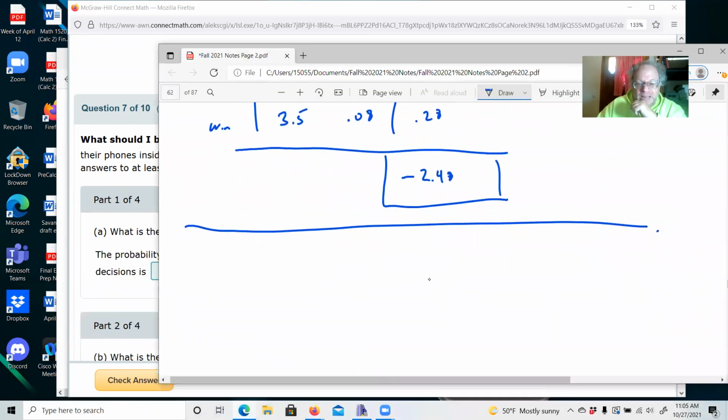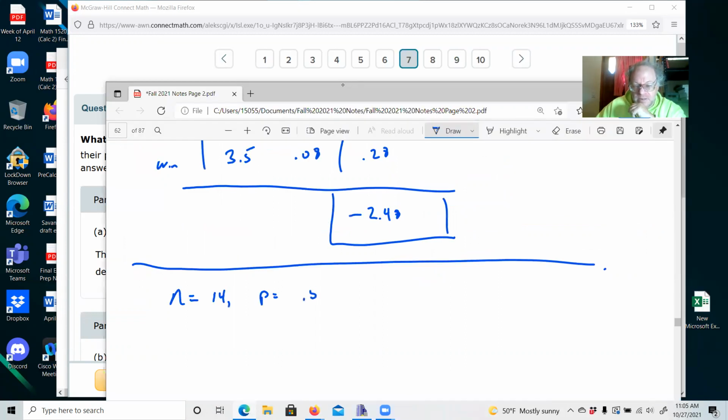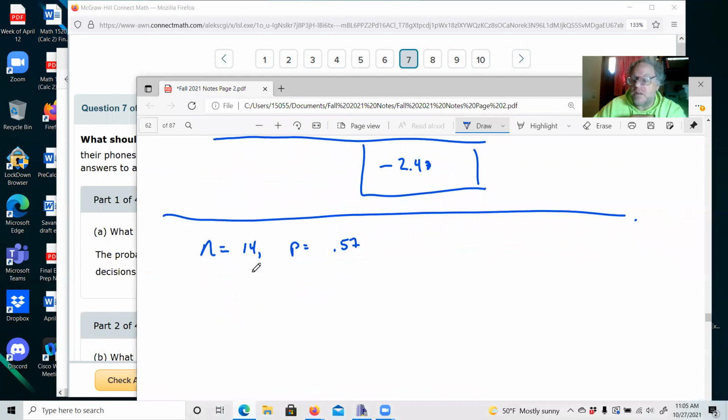Okay, so let's write down. We have n is equal to 14. Probability of success is that they use them to check. So that would be 0.57. Okay, and then here we have 6 or more. What numbers are 6 or more in the context of this problem? Well, 6, 7, 8, all the way up to 14. So this is a collection of numbers. So we're going to do 1 minus.